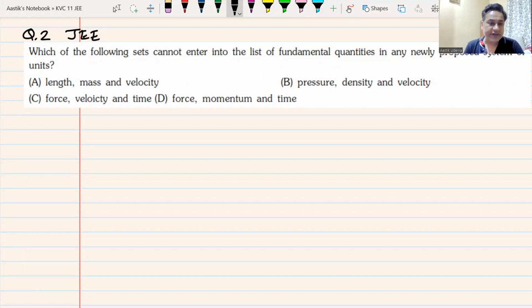Which of the following sets cannot enter into fundamental quantities in any newly proposed system of units? So we are proposing a new system of units and we want 3 fundamental quantities for that system. Which of them cannot enter? Remember, a question can be a negative question or a positive question. In a negative question, they ask you what is not possible. In a positive question, they ask you what is possible. This is a negative question, what is not possible. And your time starts now, my dear friends.